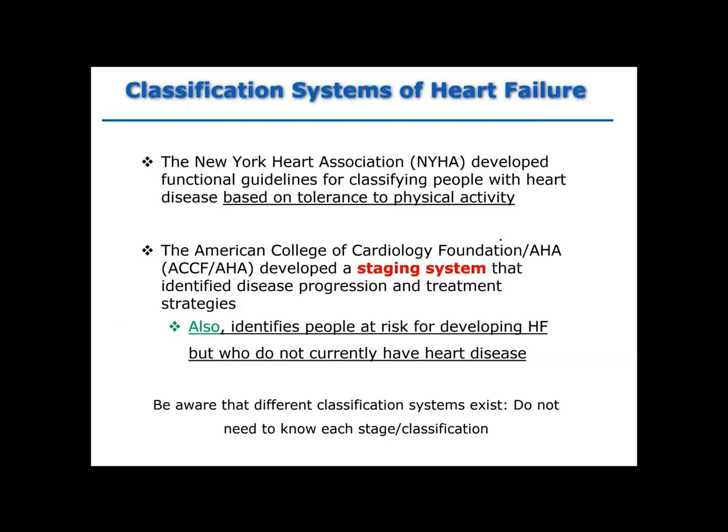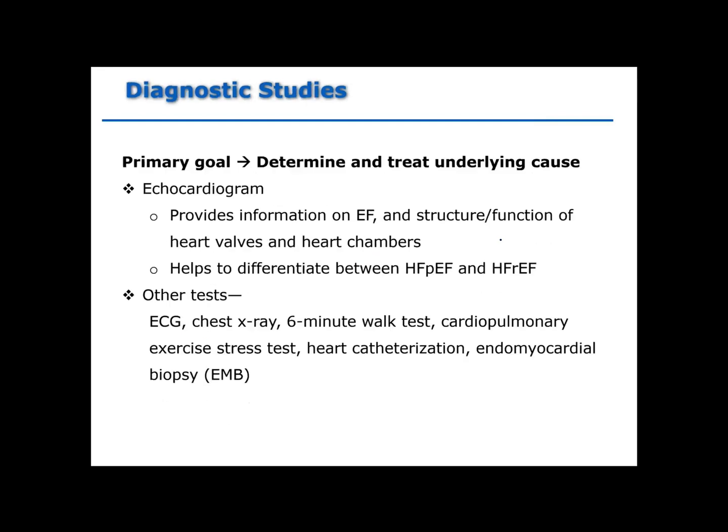There are two systems that are used to classify heart failure. You just have to be aware of the systems that exist. You don't have to know all the different stages and classifications of these two of them. The New York Heart Association classifies people with heart disease based on their tolerance to physical activity. The American College of Cardiology Foundation identifies disease progression through treatment strategies. Also, it helps identify people that are at risk for developing heart failure. So both of them use different staging systems as a way to track people with heart failure.